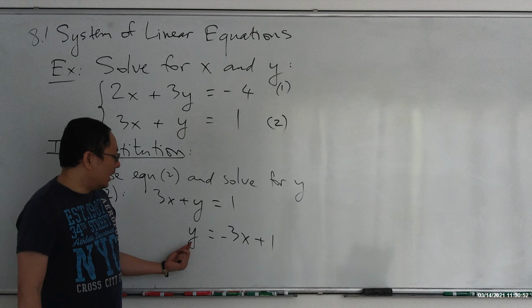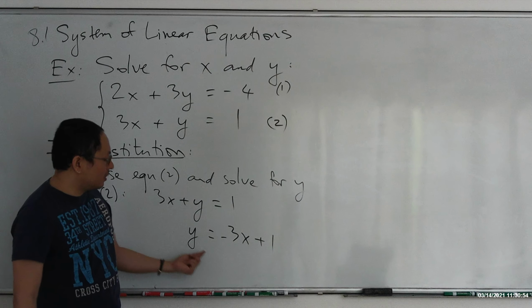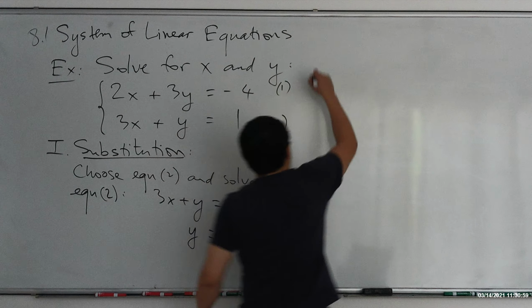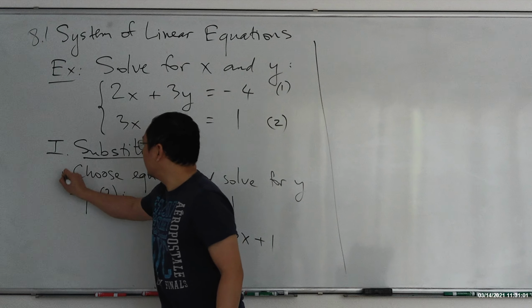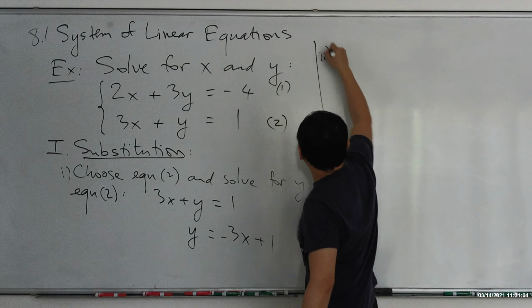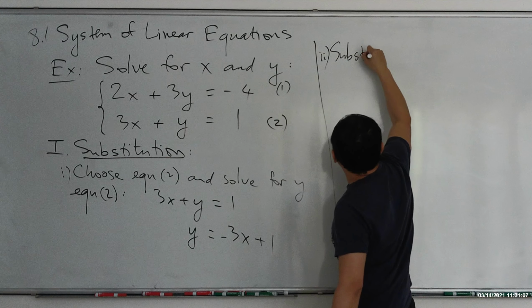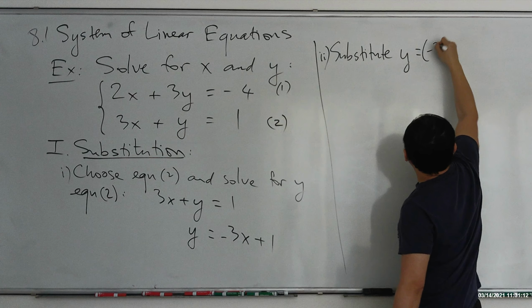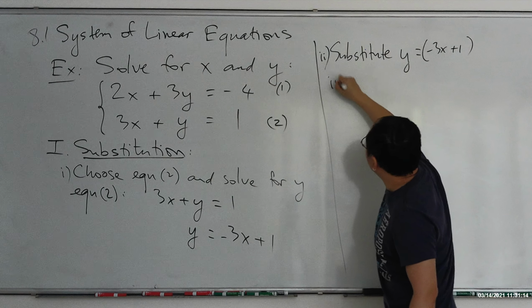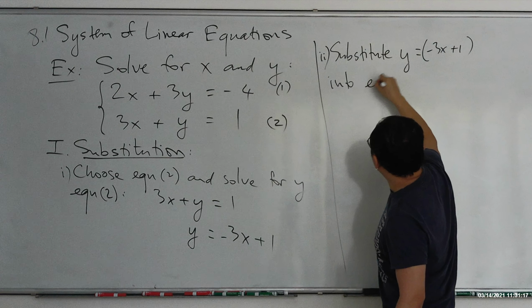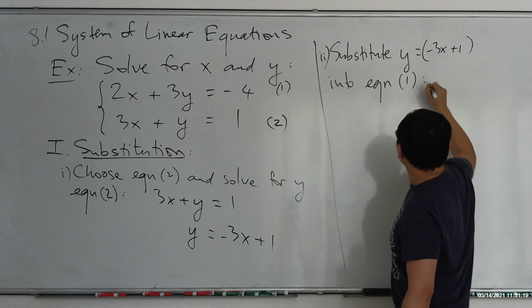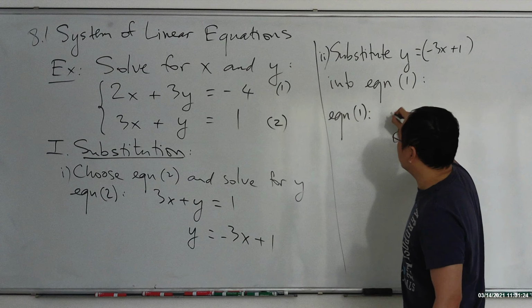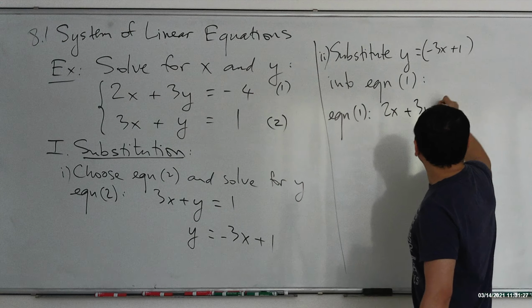We're going to solve for y from the second equation, of course in terms of x, and then substitute that y back into the other equation. This is called the first step. All right. Second step, substitute y by -3x plus 1 into equation 1, the other equation. Okay? So I got what? Equation 1 is 2x plus 3y equal to -4.